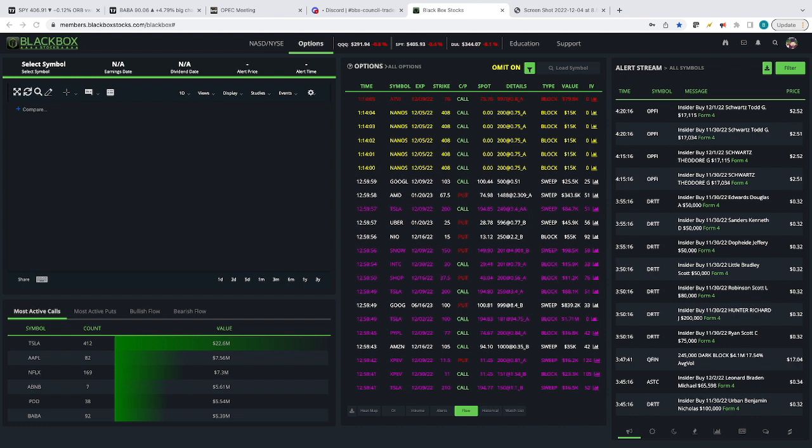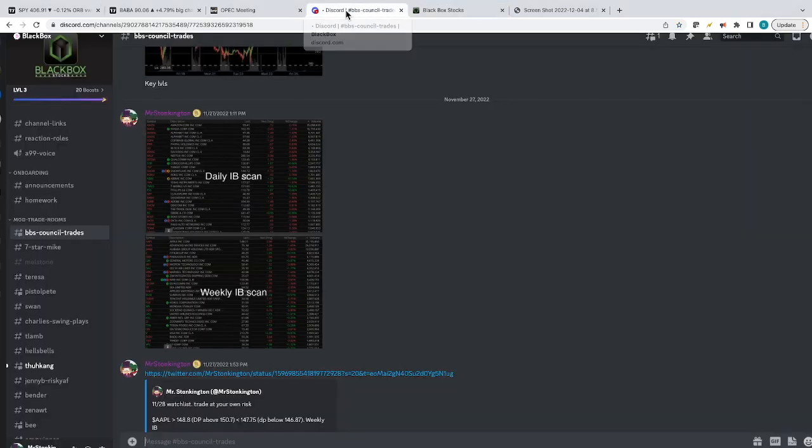So here I wanted to actually jump right into the Blackbox Discord. If you're trading with us here, you'll see in this council room, I post these scans from Thinkorswim that are giving inside bars on the daily, and then at the end of each week, I run the scan and post it here in the room for weeklies.